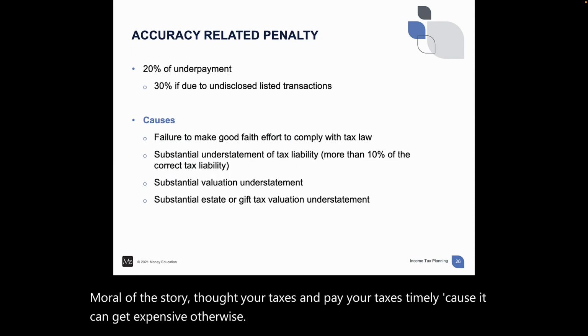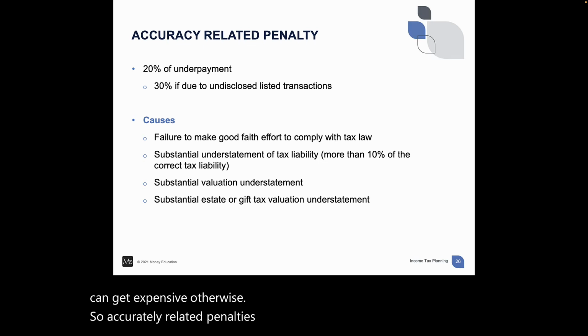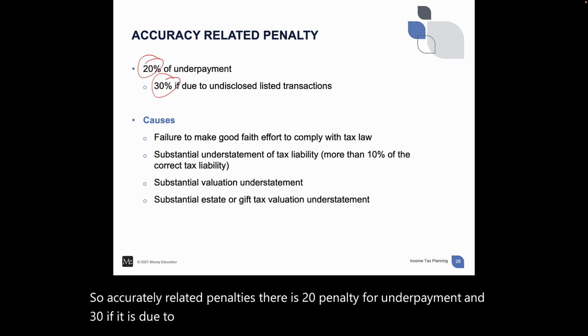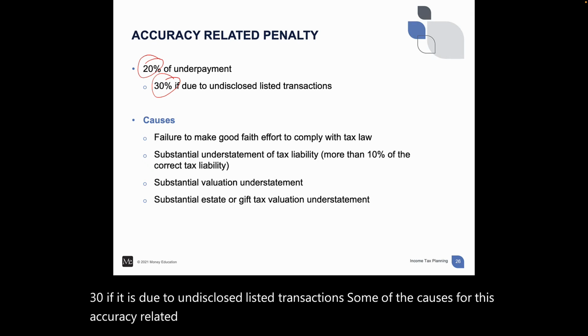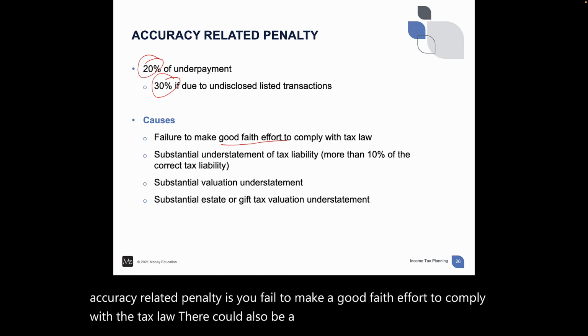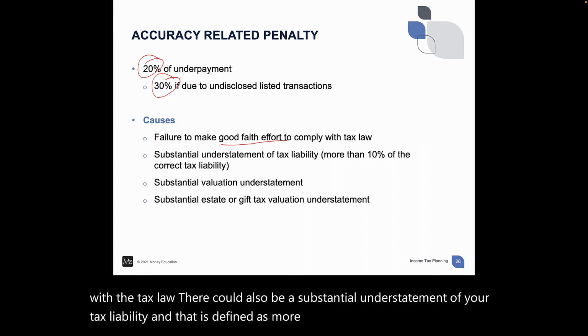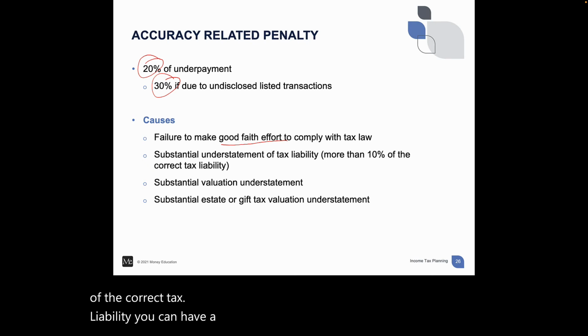So accuracy related penalties: there is a 20% penalty for your underpayment and 30% if it is due to undisclosed listed transactions. Some of the causes for this accuracy related penalty is you fail to make a good faith effort to comply with the tax law. There could also be a substantial understatement of your tax liability, and that is defined as more than 10% of the correct tax liability. You can have a substantial understatement in your valuation or in your estate or gift tax.